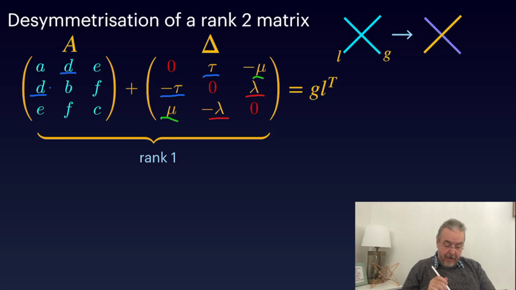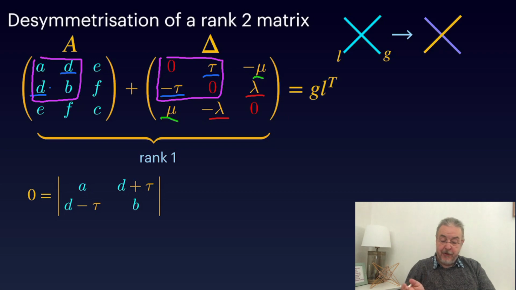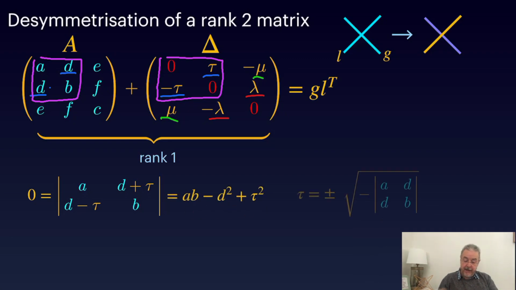So we can, for instance, focus on the first 2 by 2 minor given by this part of the matrix plus this part of the delta matrix, and we have to make that rank 1, which means that the determinant of this matrix will vanish. And well, this is this expression. If you look closely at it, you will find out that this gives a very nice condition for tau.